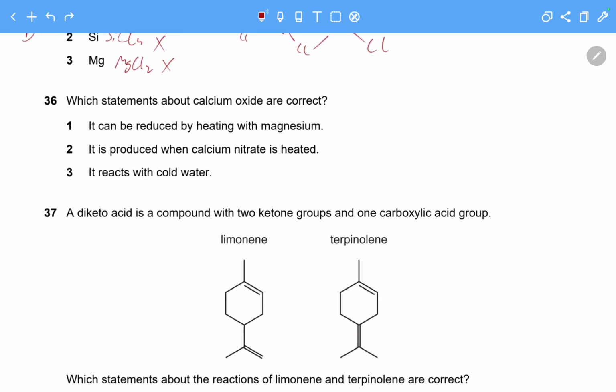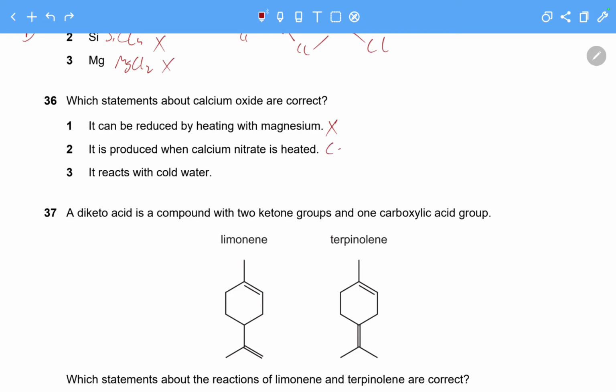Question 36. Which statements about calcium oxide are correct? It can be reduced by heating with magnesium. This is wrong because calcium is more reactive than magnesium. So magnesium will not displace calcium from calcium oxide. So this is wrong. It is produced when calcium nitrate is heated.